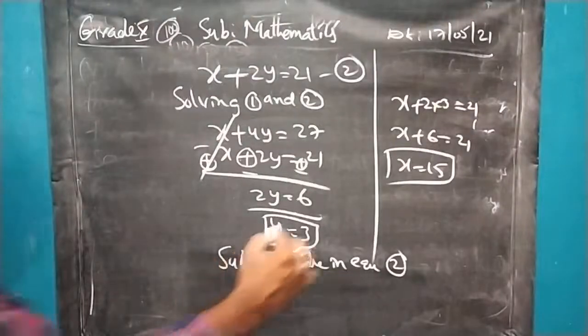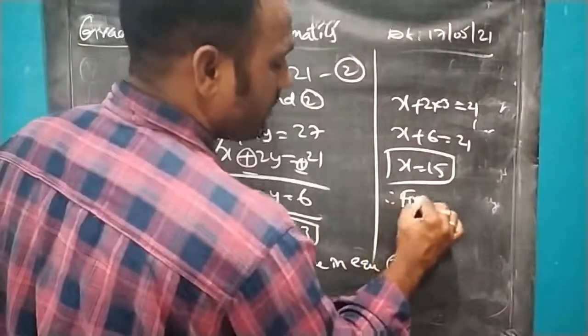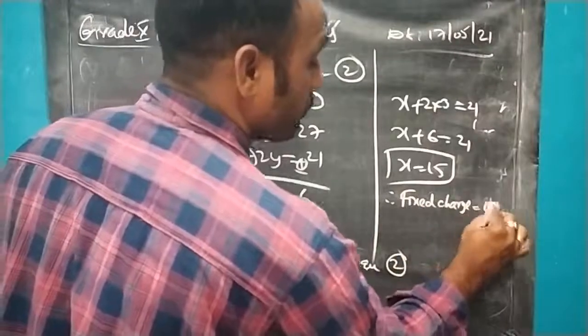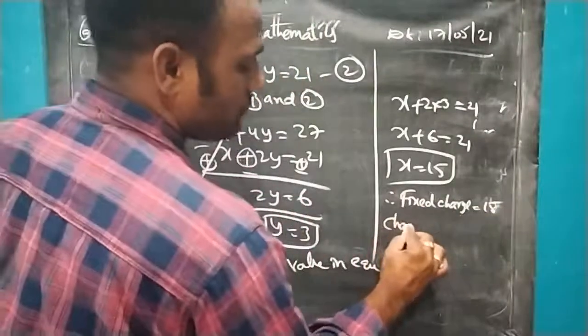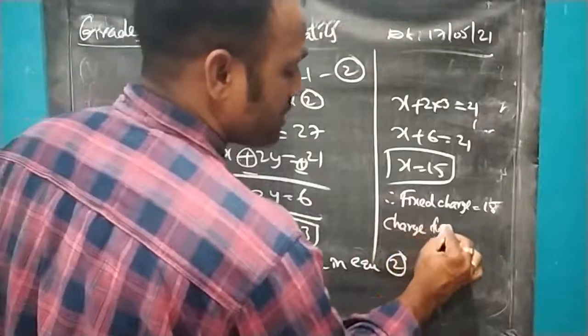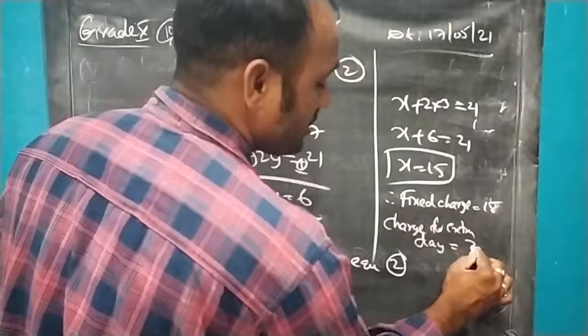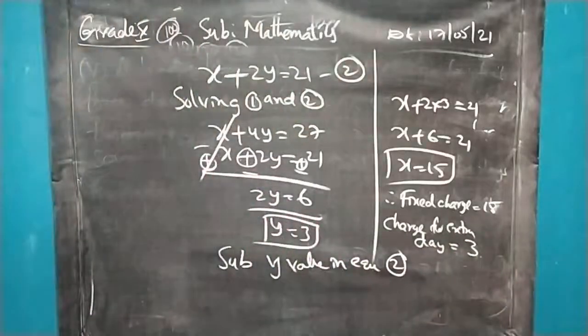So therefore, fixed charges, how many rupees are they going to take for the fixed charge? 15 rupees. Charge for each extra day, how many rupees are they going to take? 3 rupees extra.